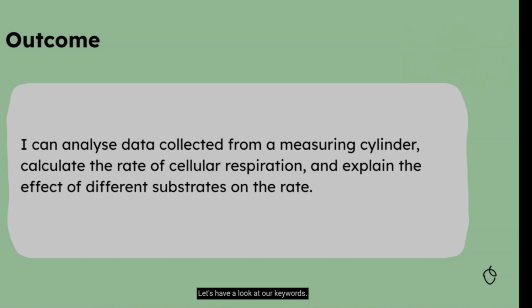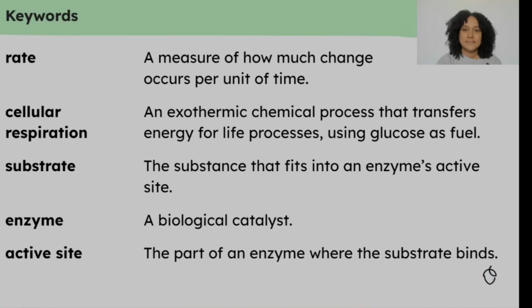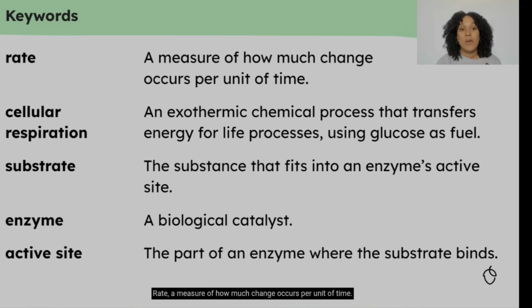Let's have a look at our keywords. Today's lesson has got 5 keywords and I'll read them out now. Rate, a measure of how much change occurs per unit of time. Cellular respiration, an exothermic chemical process that transfers energy for life processes using glucose as a fuel. Substrate, the substance that fits into an enzyme's active site. Enzyme, a biological catalyst. And active site, the part of an enzyme where the substrate binds.